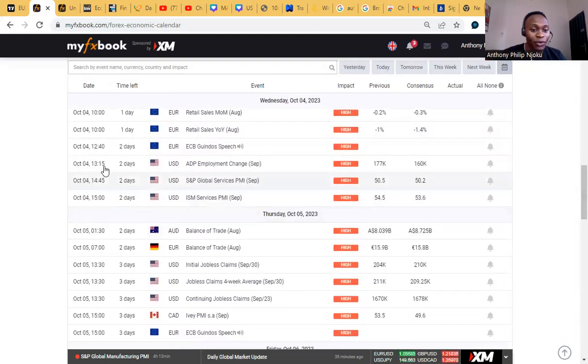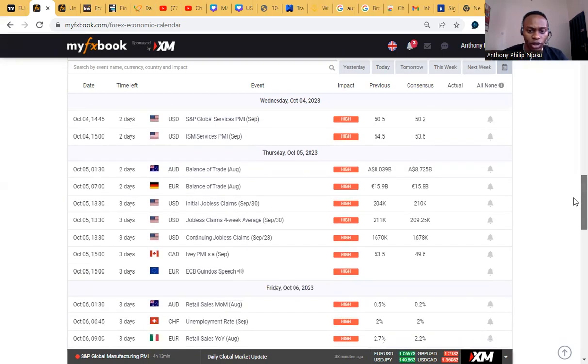Then by 1:15, we have USD ADP employment change. That's for the United States dollar. This is for employment in the private sector. And remember, this week is the first Friday of the month, which is non-farm payroll. On Friday, we should expect non-farm payroll: if we have a lot of people that are unemployed, it's going to make the dollar weak. But if we have a lot of people that are employed, it's going to make the dollar strong. So we need to pay close attention to that data.